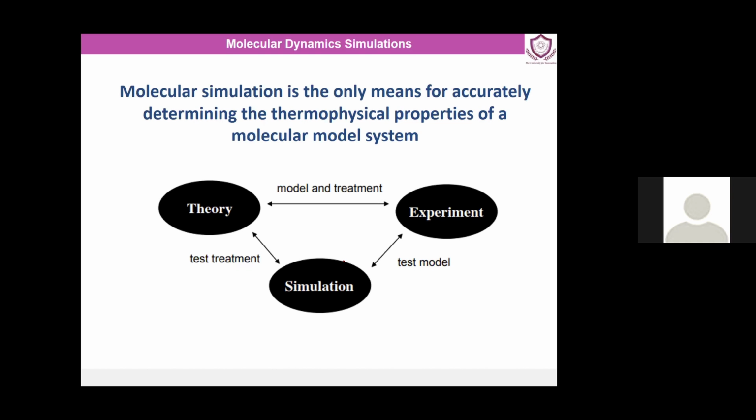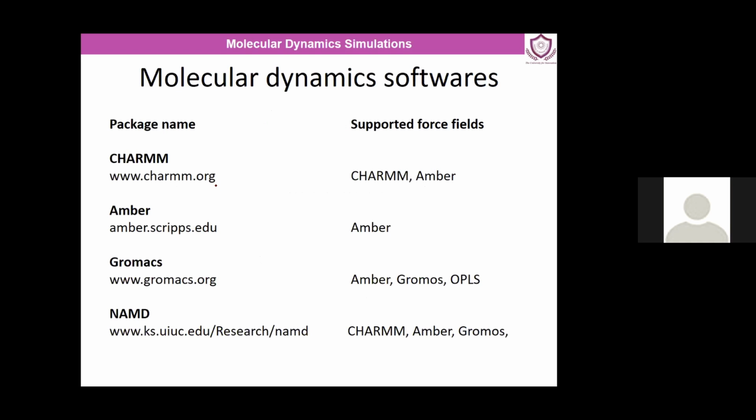Now coming to the simulation, there are a lot of famous packages. I have just listed a few. So we have CHARMM, AMBER, GROMACS, and NAMD, and they have specific force fields available with them. CHARMM definitely supports CHARMM and AMBER. Then AMBER is specifically for AMBER. GROMACS is a little bit wider. It supports AMBER, GROMOS, and OPLS. And NAMD also supports CHARMM, AMBER, and GROMOS.